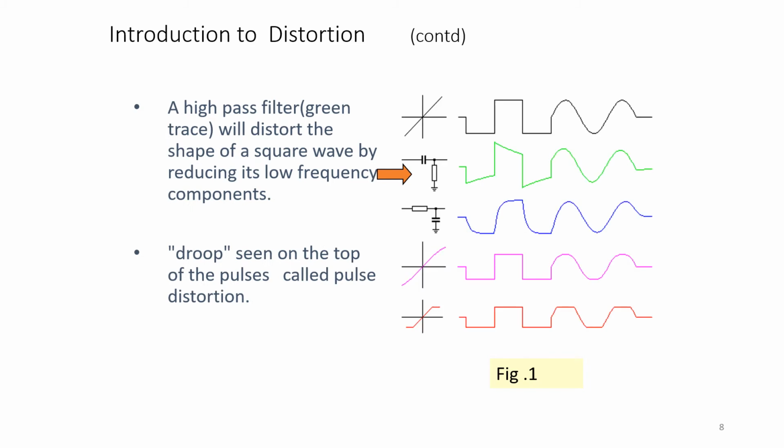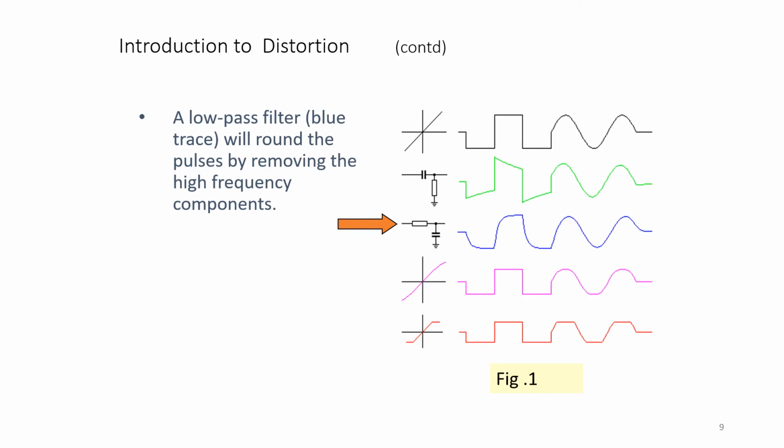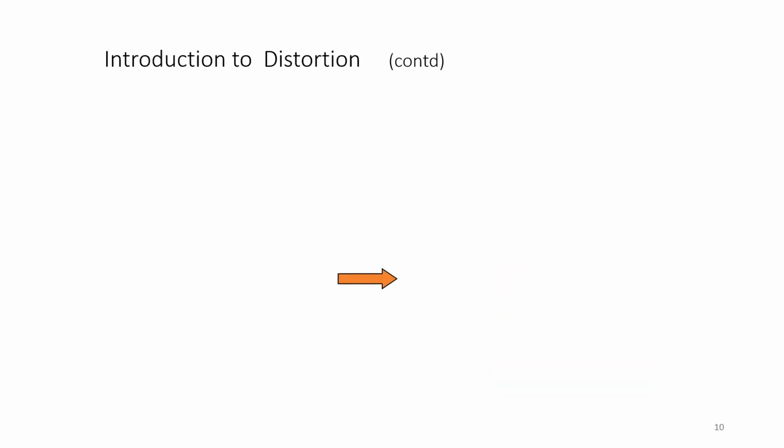Next, if you pass it through a high pass filter, it will distort the shape of the square wave by reducing its low frequency components. You can see the droop on the top of the pulses, called the pulse distortion. That is the green waveform. Next, if you send it through a low pass filter, it will round off the pulses by removing the high frequency components, the blue waveform shown with the arrow mark.